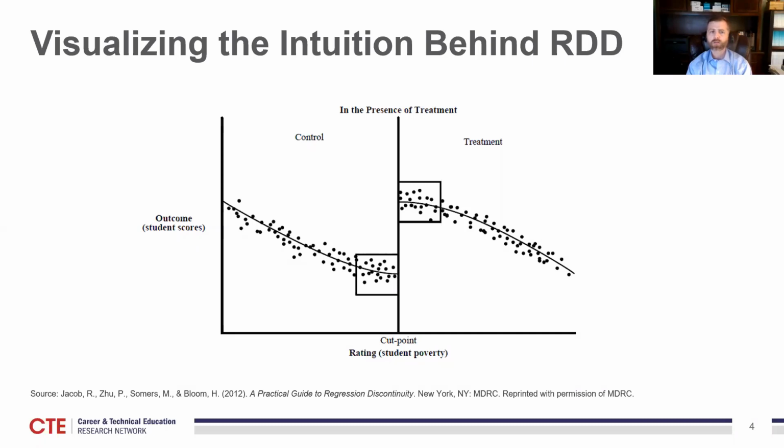Okay, so if that's the case, then this jump in the outcome, this discontinuity in the outcome at that cutoff, could give you an estimate of the impact of that treatment on the outcome. Okay, so this is really just trying to visualize the intuition here behind using regression discontinuity.